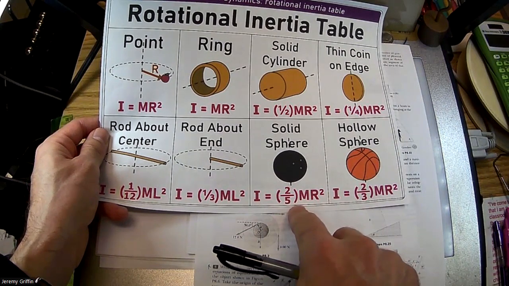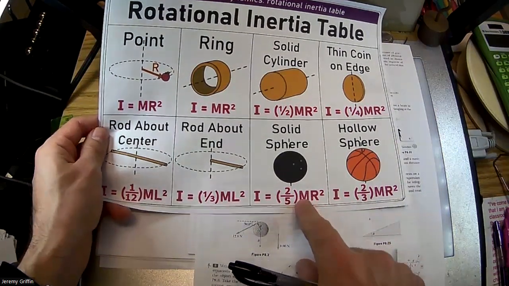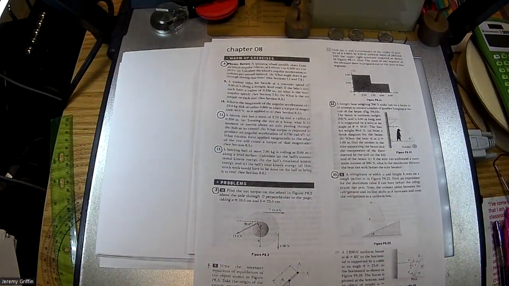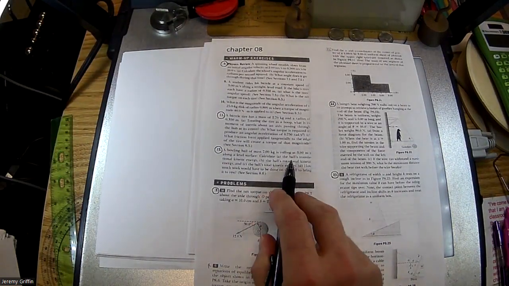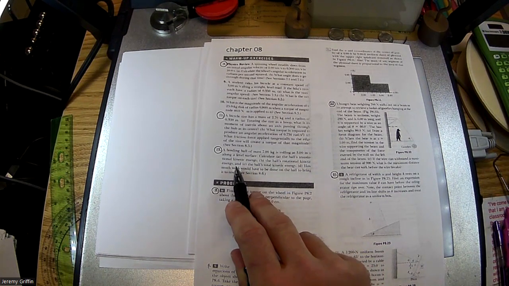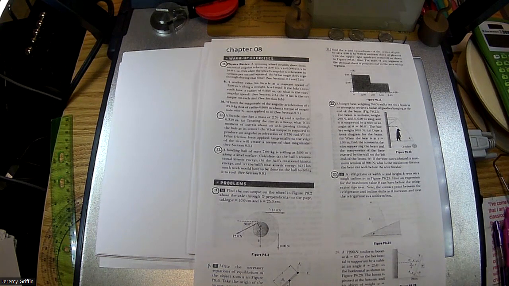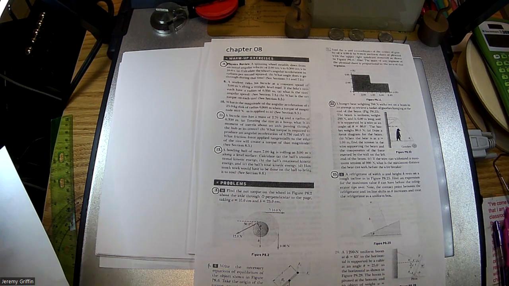So rotational inertia is 2/5 mr squared. They told us the mass. They haven't mentioned the radial size yet. So what else we got? Calculate the ball's translational kinetic energy, the ball's rotational kinetic energy, the ball's total kinetic energy, and how much work would have to be done to bring the ball to rest. Ooh, all right.